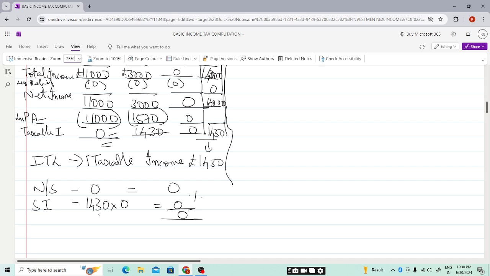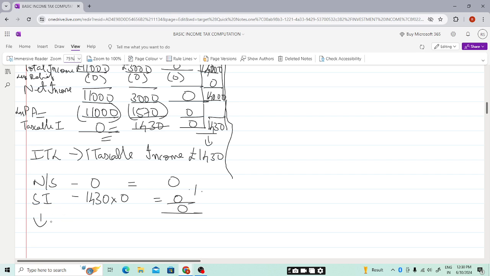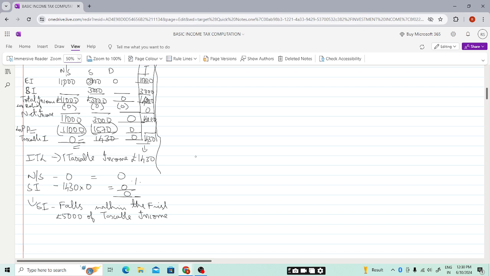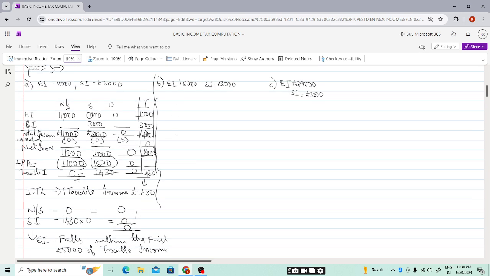Why? Because saving income falls within the first 5000 pounds of taxable income. First 5000 of the taxable income. So clear with this? So now you will be having a good understanding how we did this. So clear with this?